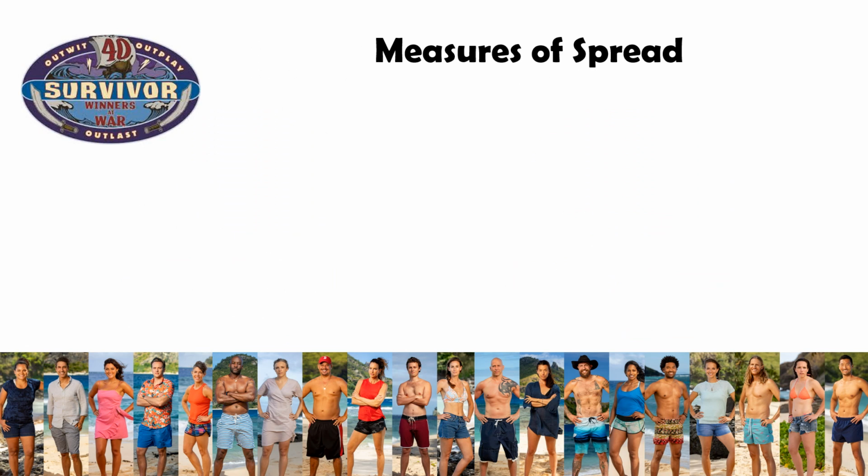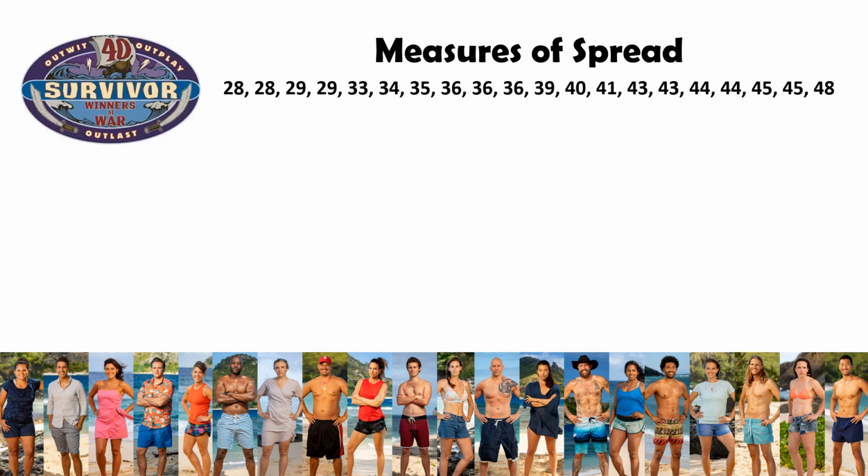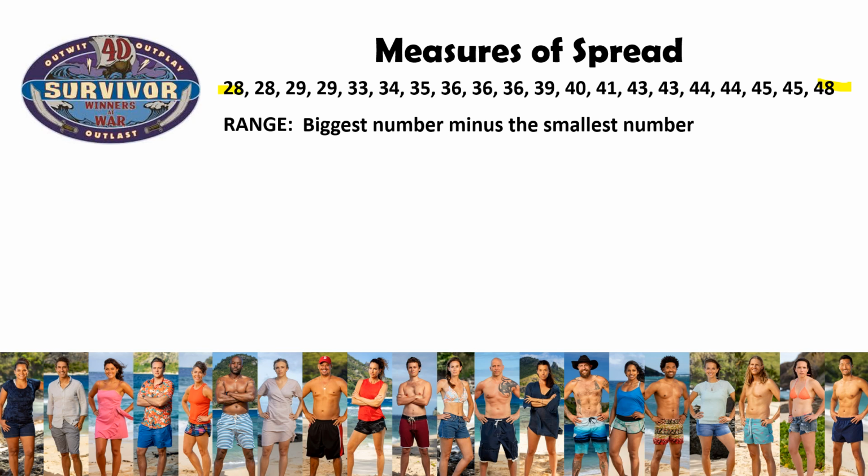Now we're going to compare the two seasons' ages using measures of spread. Here's that same list of data that shows you the ages of the contestants on season 40, and we're first going to calculate their range. Remember, all we need to do to calculate the range is take the biggest number minus the smallest number. The largest number in this set is 48, and the smallest number is 28. So to calculate the range, we're simply taking 48 minus 28 to see that we have a range of 20.